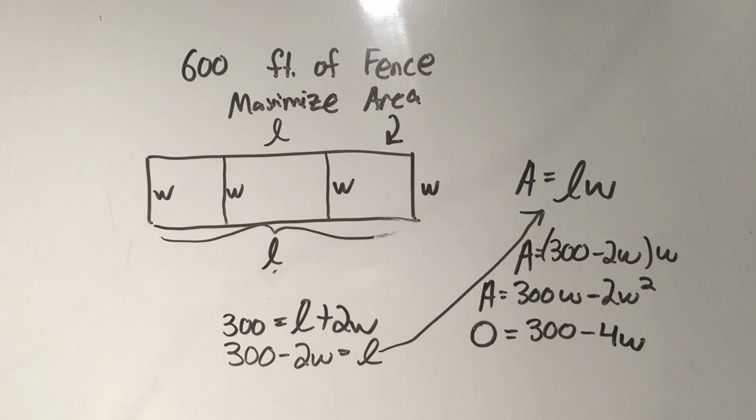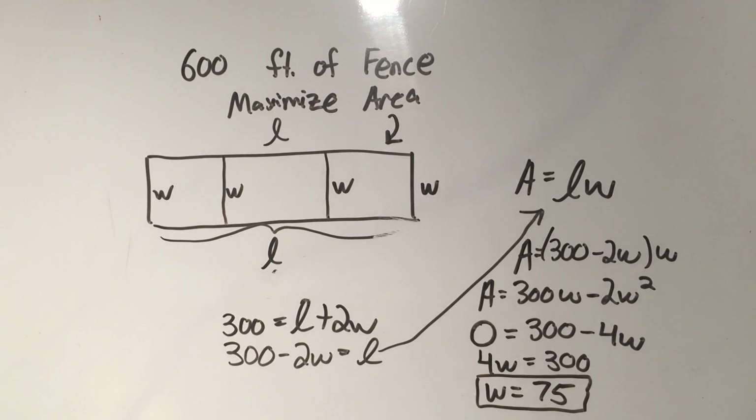And hey, look at this. I have a really simple equation to solve. If I just add 4W to both sides, 4W equals 300. Divide both sides by 4. I'm getting W equals 300 over 4. I think 150 over 2 is going to be 75. I have that W equals 75.